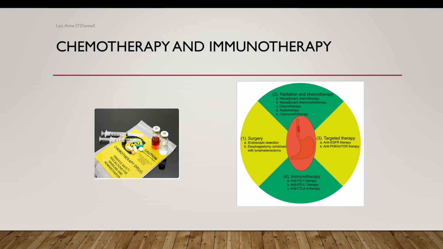There are various types of chemotherapy drugs that can be used to treat esophageal cancer. 5-FU or capecitabine are the ones that you most commonly hear, alongside cisplatin, or sometimes even carboplatin. Chemotherapy can be delivered before or after surgery, and it's often done in conjunction with the radiotherapy.